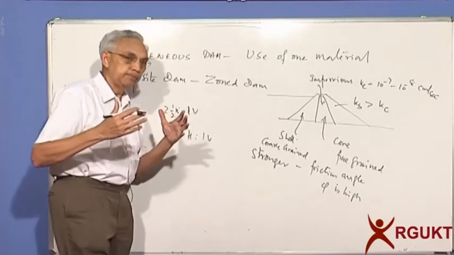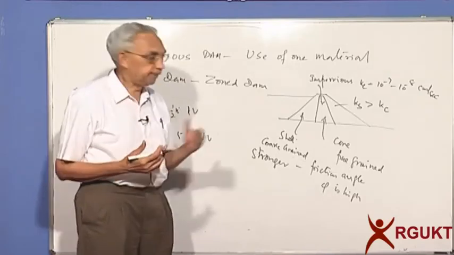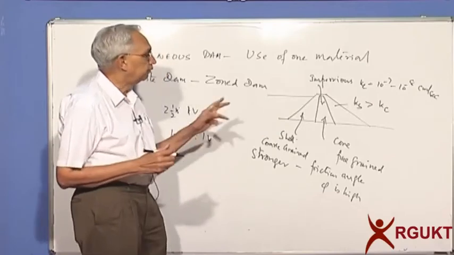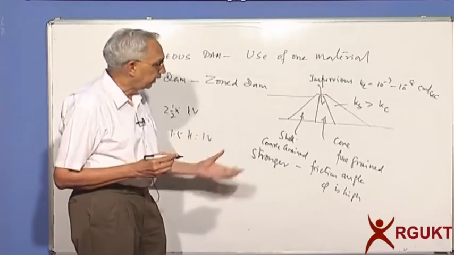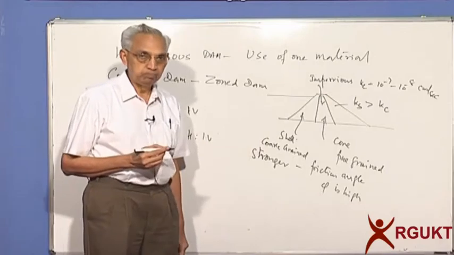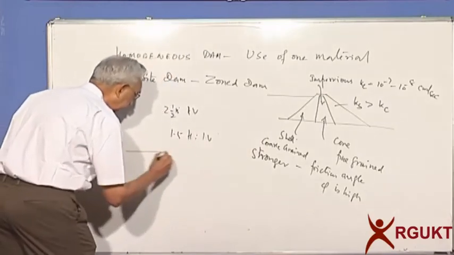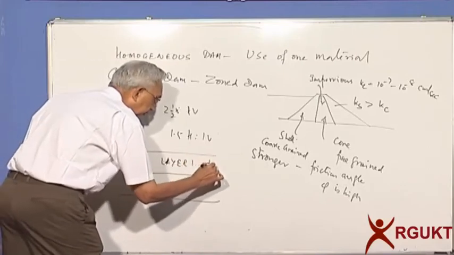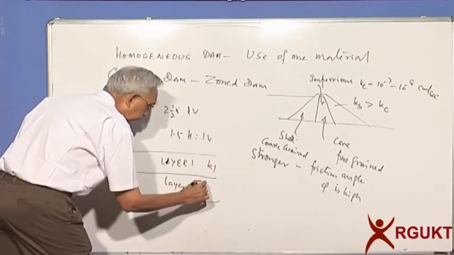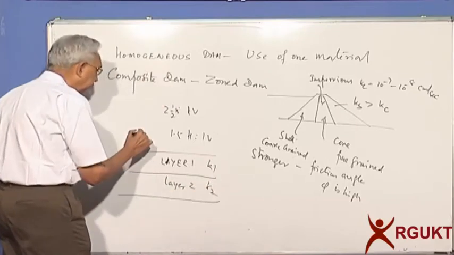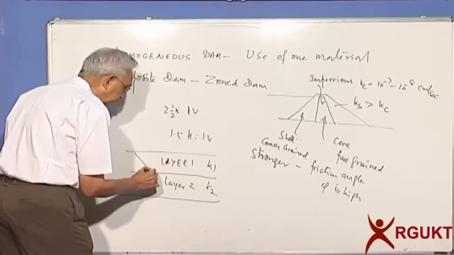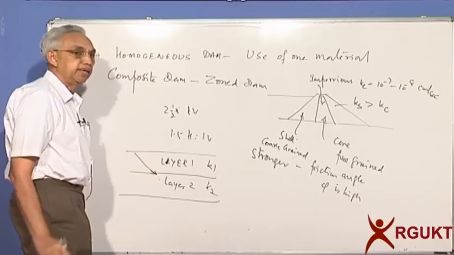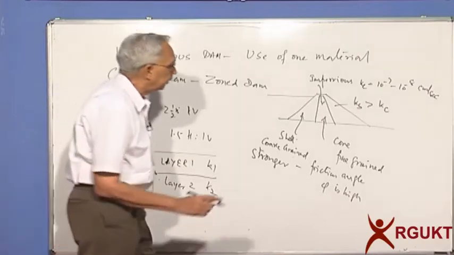I can make the dam smaller, steeper, with the core inside. But the problem now would be you have two different materials. That can happen even in the foundation. For example, within the foundation, I have layer 1 with permeability K1, layer 2 with permeability K2. So when the flow is taking place and the flow line meets here, what will happen to the flow line in the second layer? Same thing can happen here too.